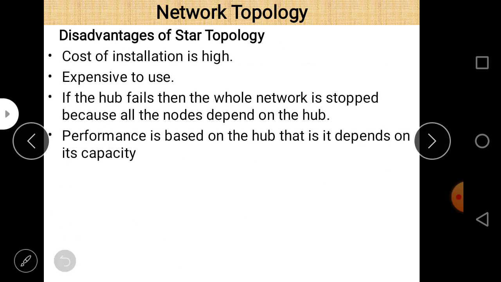And next, performance is based on the hub, that is, dependent on its capacity. So these are the disadvantages of star topology.